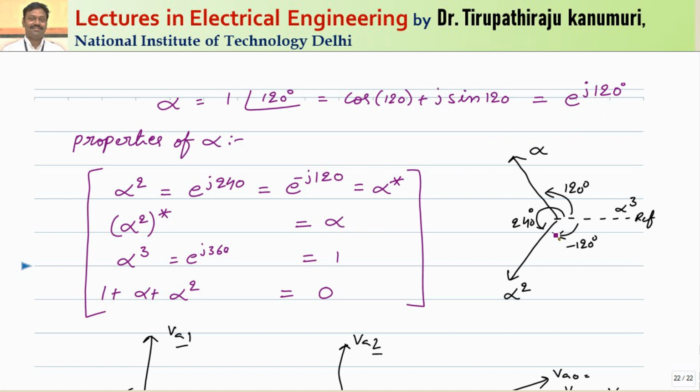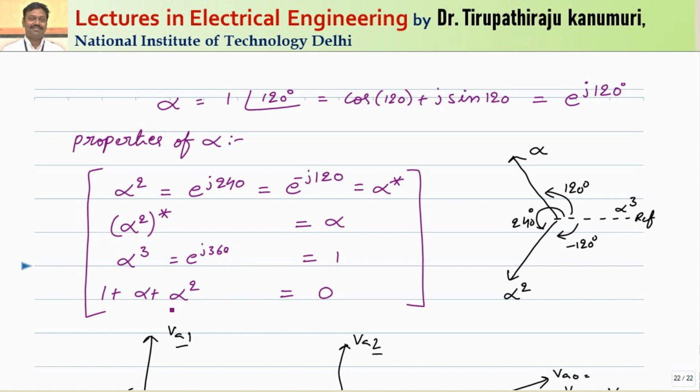Now similarly, if I multiply one more time by alpha, alpha cube will be displaced by 360 degrees. So alpha cube is e to the power of j 360, and 360 degrees means it completes one cycle. It is nothing but e to the power of j 0, so we can write it as 1. So from this relationship I can tell that 1 plus alpha plus alpha square is equal to 0.